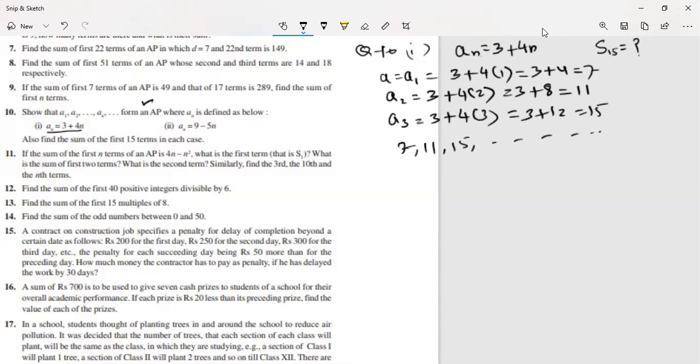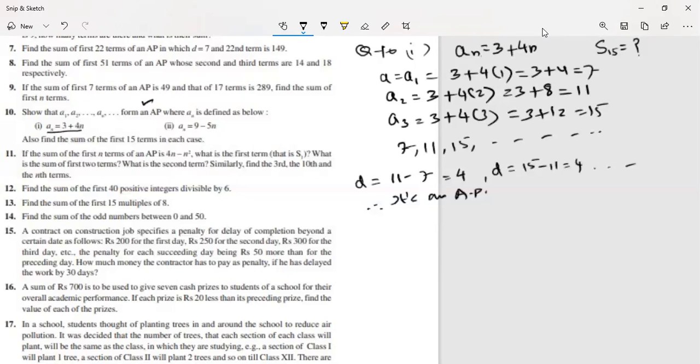Now check whether it is an AP or not. So the common difference should be the same. So 11 minus 7, find d first from the first. 11 minus 7 is equal to 4. Then third term minus second term, 15 minus 11 is also equal to 4. So therefore it has a common difference, hence it's an AP. Proved that it's an AP. Now find its sum of 15 terms.